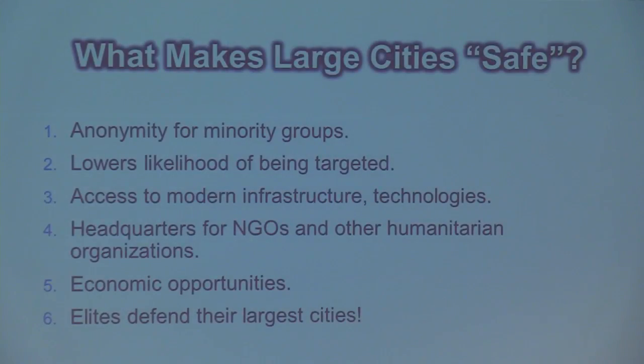So the first thing that we realized is that a lot of people who are forcibly displaced, like the Rohingya, are minority groups. And a minority group out in the wilderness is the only group there. It's easy to target them. But when you move into a large city where there are a lot of other minority groups and diversity, you get anonymity. And so cities provide anonymity to minority groups. It also lowers the likelihood that you will be targeted. So if you're in a city of 1,000 people, the chance that you're targeted by political violence is pretty high. If you're in a city of 10 million people, the chances of you being targeted are very low because there are so many other places to target.